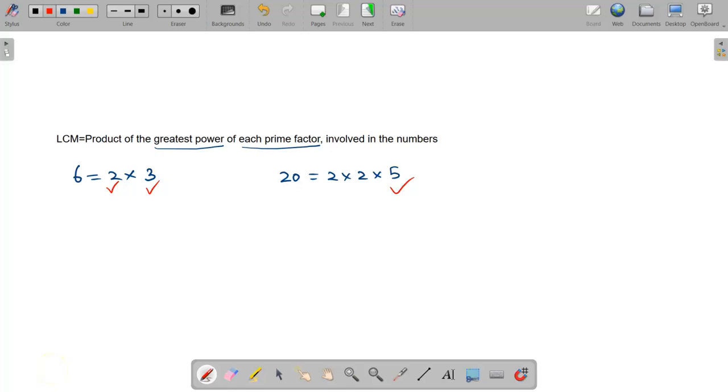So what is the greatest power? Here it is 2 power 1 into 3 power 1. Here it is 2 power 2 into 5 power 1. For the number 2, the greatest power is 2 power 2, so consider only that. For the number 3, the greatest power is 3 power 1, as I don't have 3 in the other number. For the number 5, I have 5 power 1. So for each prime factor, I consider the greatest power.